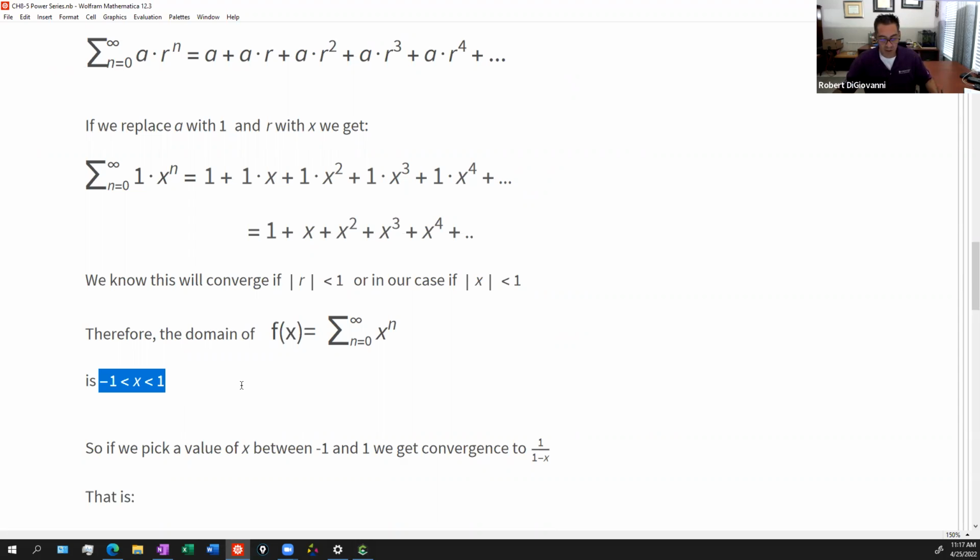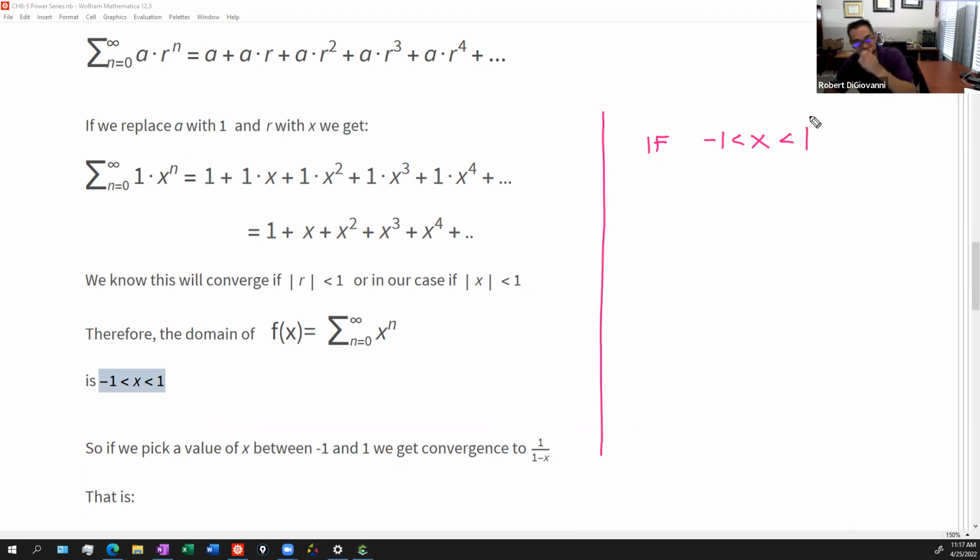So I'm going to write this on the side because this is really the big conclusion of this example. What we're saying is if X lives between -1 and 1, then the sum n equals 0 to infinity of X to the n, which is the same as 1 plus X plus X squared plus X cubed forever, will equal 1 over 1 minus X.